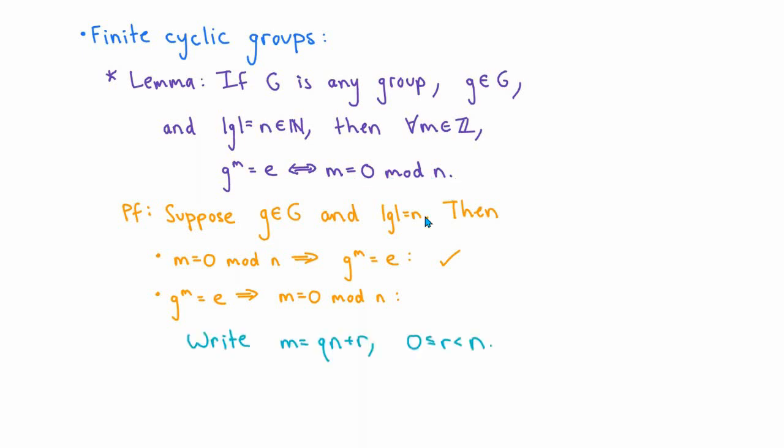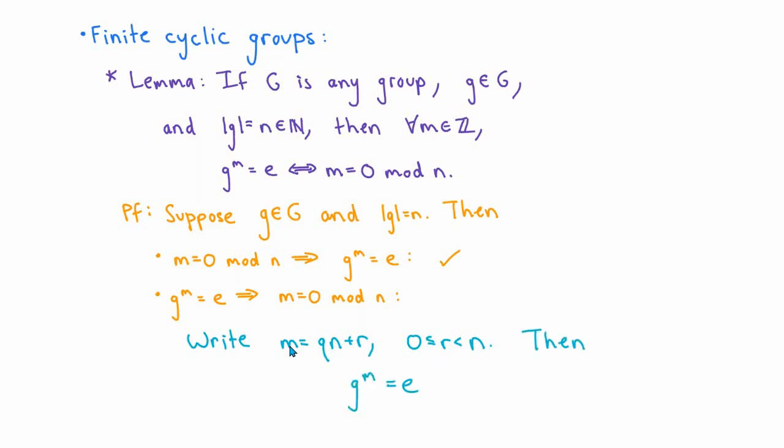We'll start by using a trick which we've seen a lot of times, which is to write the integer m as an integer q times n plus a remainder r which is bigger than or equal to 0 but less than n. Of course here I'm using the division algorithm to guarantee that integers q and r like this exist.